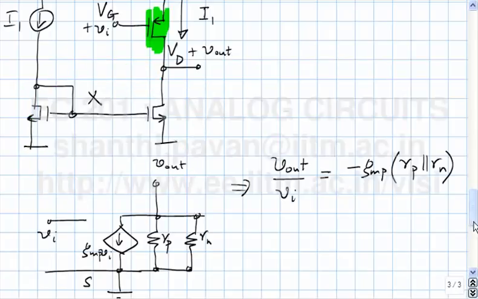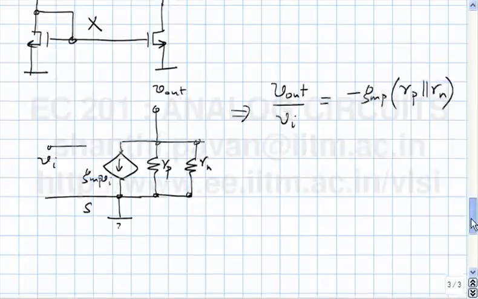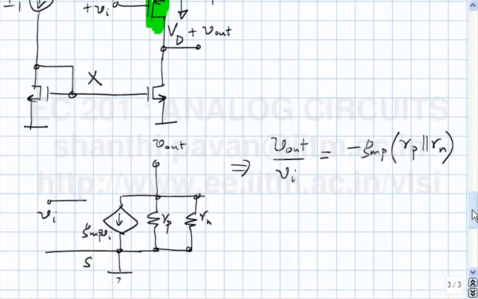Okay. So this is an example of what is called an active load, and as I said, this is repeatedly used all over the place in ICs. Tomorrow actually we'll continue. We'll take a look at the CMOS.